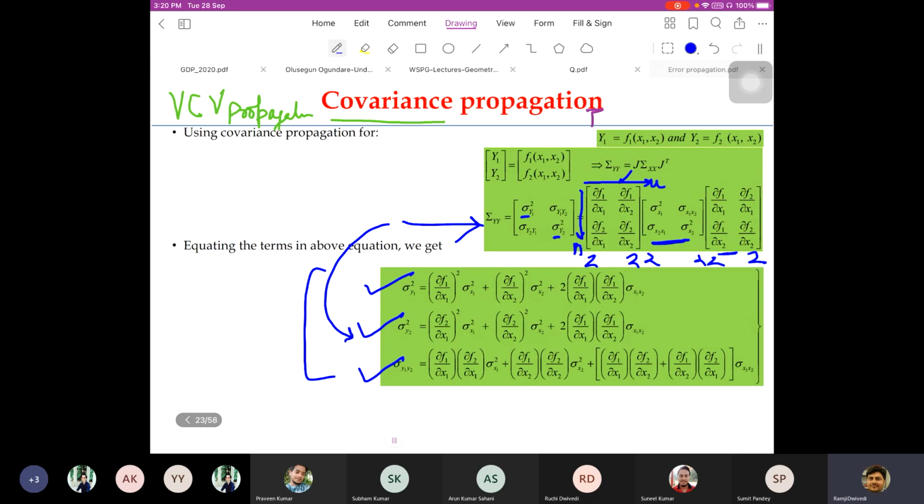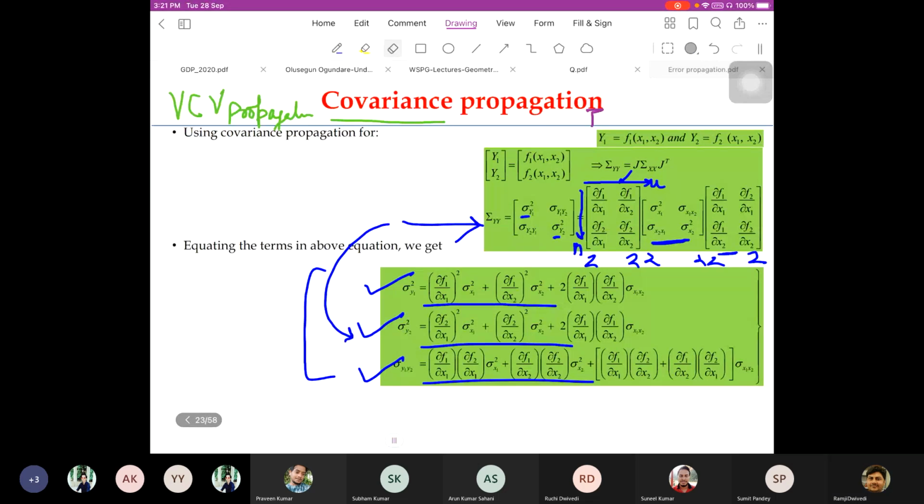Obviously, it would be much easier if you are working with MATLAB or Octave or any kind of scientific programming software, where you will simply insert the matrices and it will do the multiplication. But in general, how the multiplication will take place, we are just opening up the different segments. So this is covariance propagation, as it is popularly known.